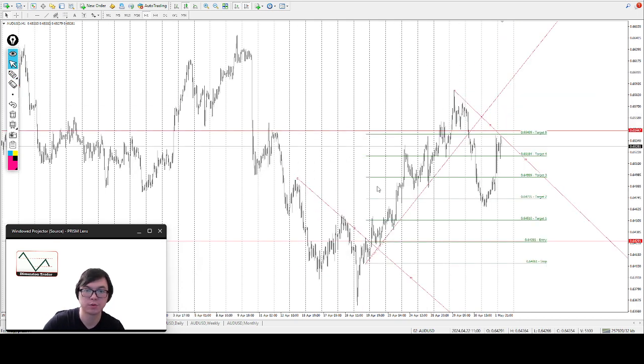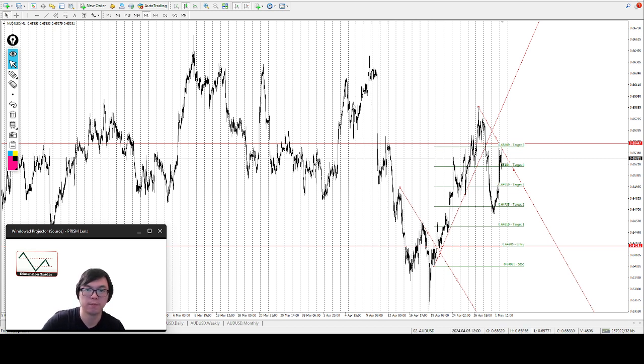which is also a trend line break resistance area. Okay, so you can see this trade gives you around 20 pips risk all the way to target 5. So this is the short-term swing trade in hourly, as we can see.